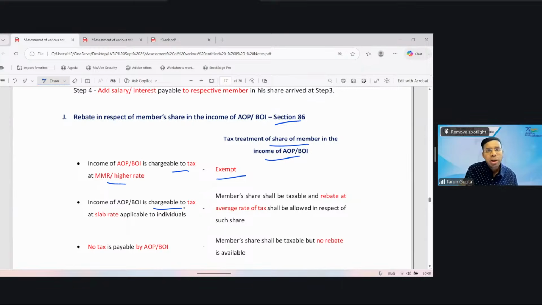But if the AOP is chargeable to tax at slab rate, this happens only when the shares are determinate, no member is taxable at a rate higher than MMR, and no member has income other than income from AOP more than the basic exemption limit. If all these three conditions are satisfied, only in such case the income of AOP is taxable at slab. In such case, the member shall be allowed a rebate under section 86, and the rebate shall be at the average rate of tax in respect of his share in income of AOP.